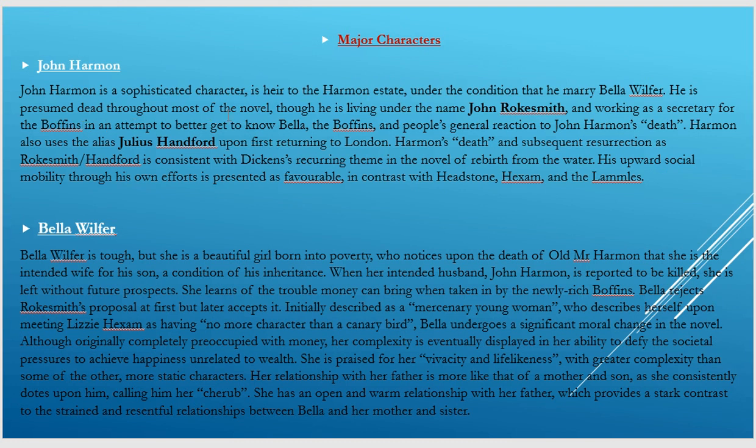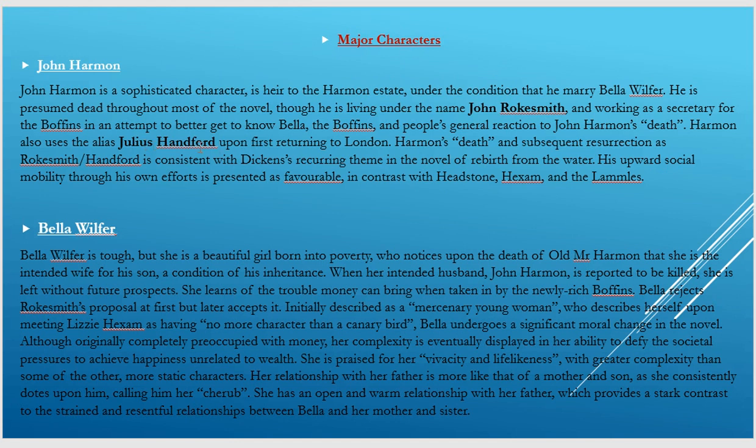And he worked in an attempt to get to know Bella better, his future wife, and that's why Bella at the beginning rejected him. But Mr. and Mrs. Boffin tried to separate Bella from John Rooksmith, who will later be John Harmon. At the end, he will marry Bella, but before that, when he was thrown into the river, he came back to see his city, London, as Julius Handford.